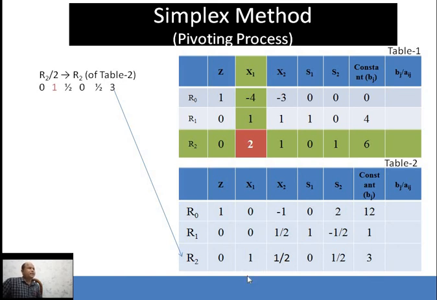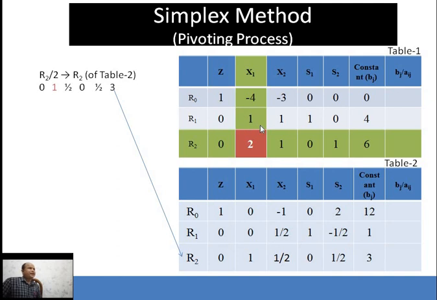Now next, we have to convert the other elements equivalent to 0. How to convert? Let us take the R1 row. So here in this row 1 we have 1.